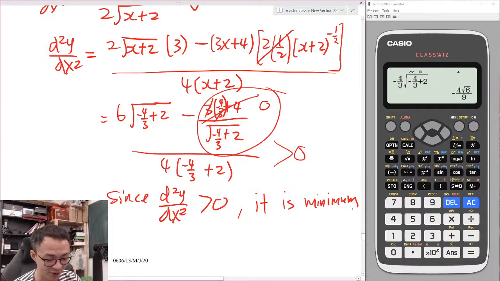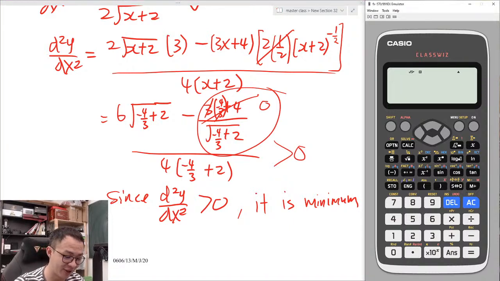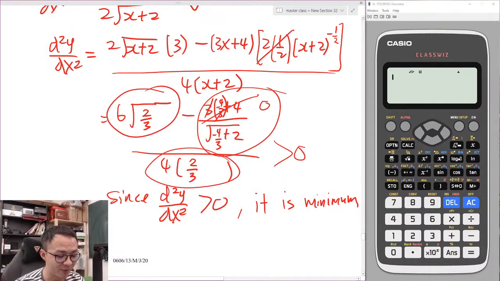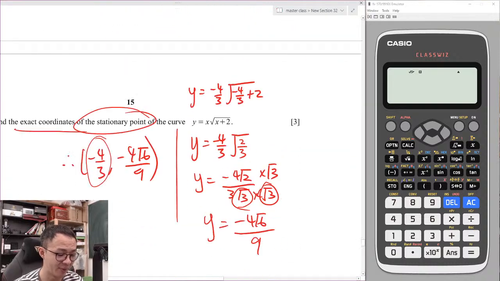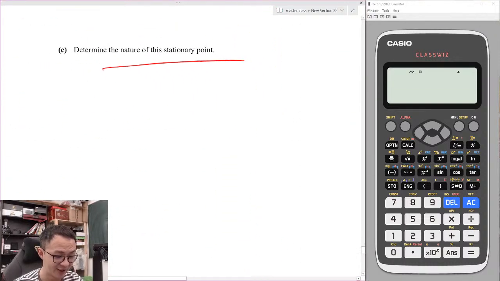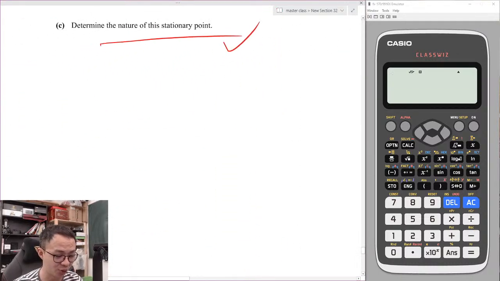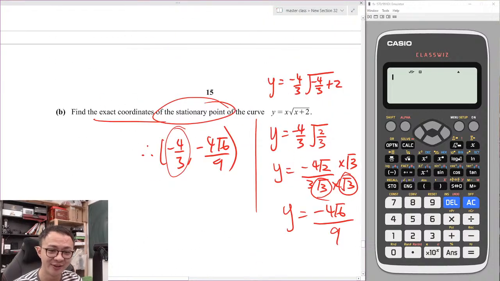Of course, a lot of students might think, how do I know it's positive? Because inside here, if I solve it, I will get positive 2 over 3. A positive number divided by a positive number is definitely a positive number. So I know my final answer is positive. When the second derivative is positive, I know it is the minimum coordinates. Then I solved the determine the nature, 2 marks. And I'm done.